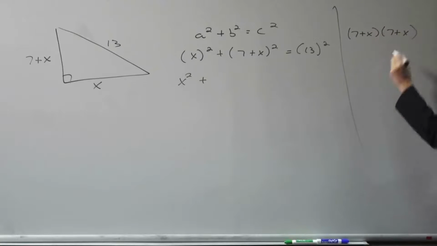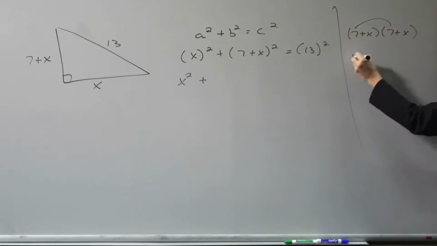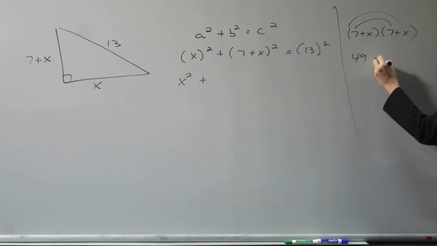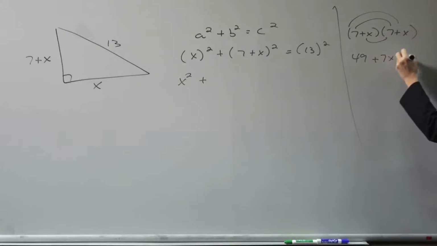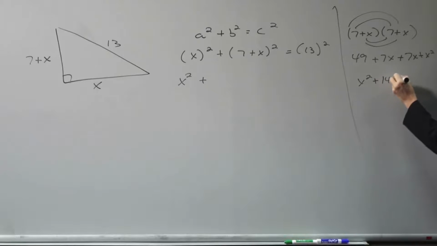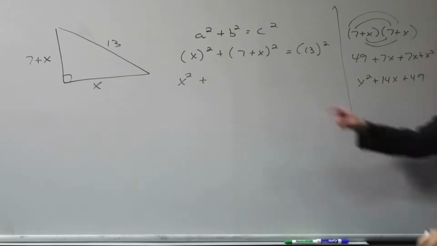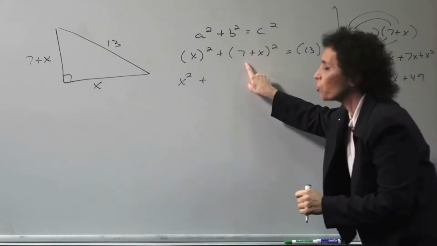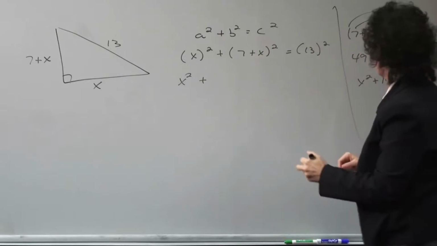And again, we could have written x plus 7, it doesn't matter. But it's 49 plus 7x plus 7x plus x squared. So we have x squared plus 14x plus 49. Remember, we cannot do power to power on terms, so we have to write it twice and actually square it.